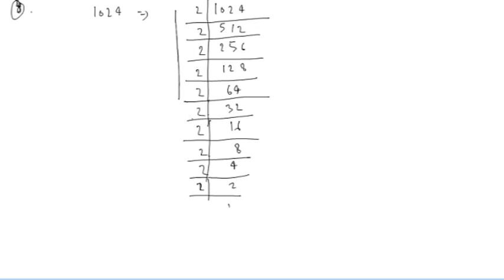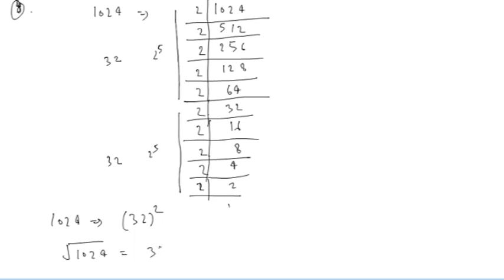This and this means this is 2 to the power 5 and this is 2 to the power 5. So this is 32 and this is also 32. So 1024 is the square of 32. So the root of 1024 will be 32.